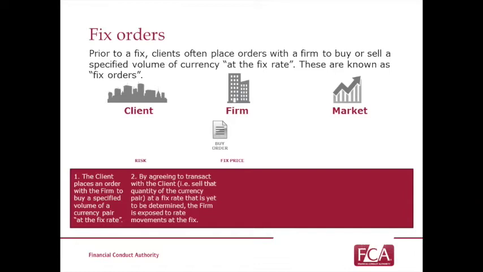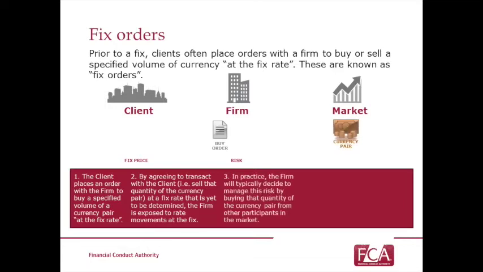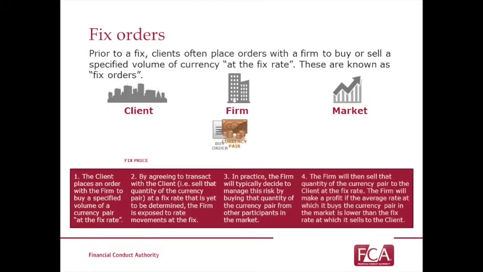By agreeing to transact with clients at a fixed rate that is yet to be determined, the firm is exposed to rate movements at the fix. So as you can see here, the risk passes to the firm. A firm will typically buy or sell currency in order to manage this risk, for example by trading in the market or netting off, for example where a firm has a buying interest for the fix and trades with a market participant which has a selling interest. So in this example, the client wants to buy a currency pair and the firm is agreeing to sell that quantity of the currency pair to the client at the fixed rate.